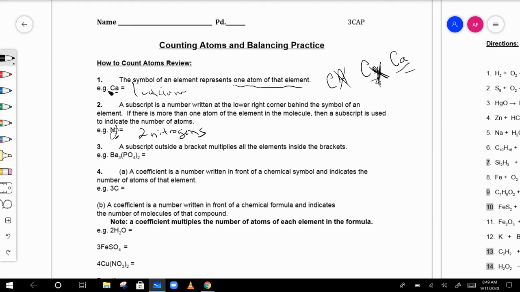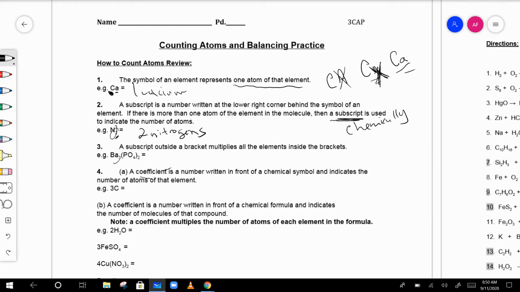And the difference between a subscript and what we're going to talk about in a second, a coefficient, is that subscripts are chemically combined. Coefficients are not. They are not chemically combined. They're just a number of molecules. Okay. So let's continue with subscripts. If we have a subscript outside a bracket, it multiplies all the elements inside the bracket.